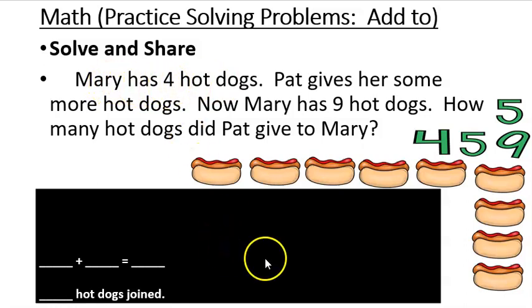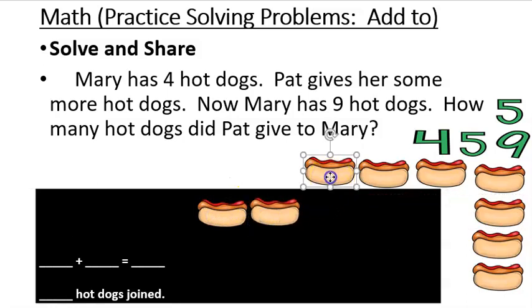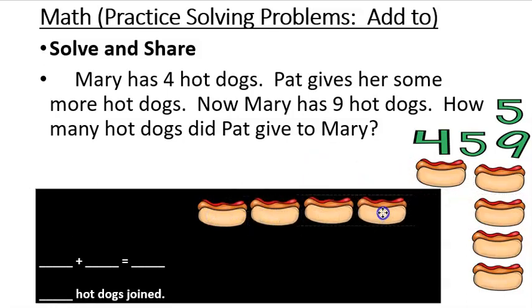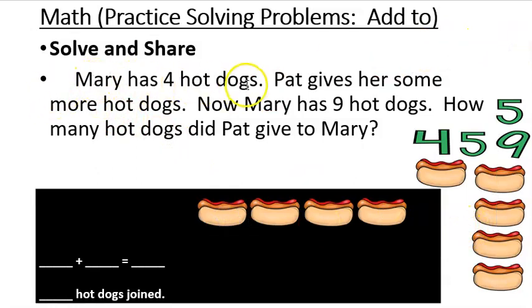4. So watch Mr. Brigade. I'm going to put 4 hot dogs in this first row. 1, 2, 3, 4. So look at that. We now have 4 hot dogs right here because that's what our first sentence is telling us. Okay, look, Mary has 4 hot dogs. So Mr. Brigade put 4 hot dogs here.